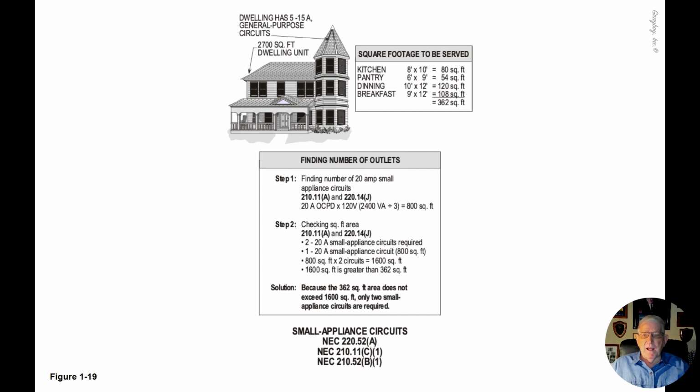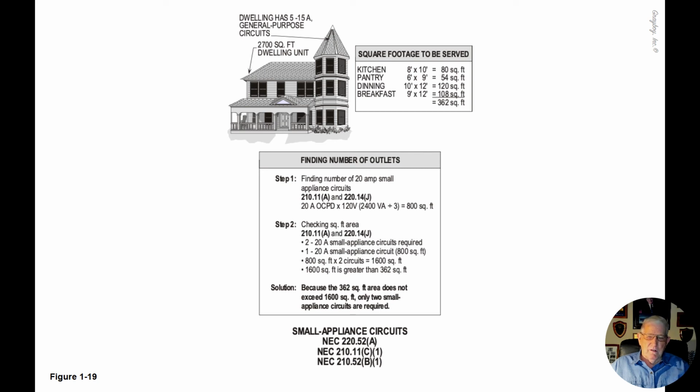And when we apply step 2 to this particular calculation, using 210.11(a) and 220.14(j), we have two 20 amp small appliance circuits required. One 20 amp small appliance circuit, 800 square foot. So 800 square foot times two circuits at 20 amps is equal to 1600 square foot. So the 1600 square foot is greater than 362 square foot.